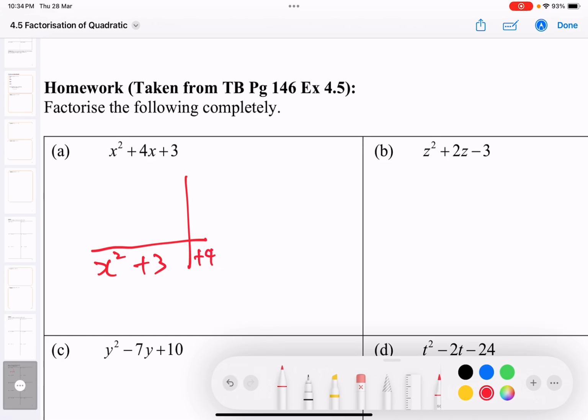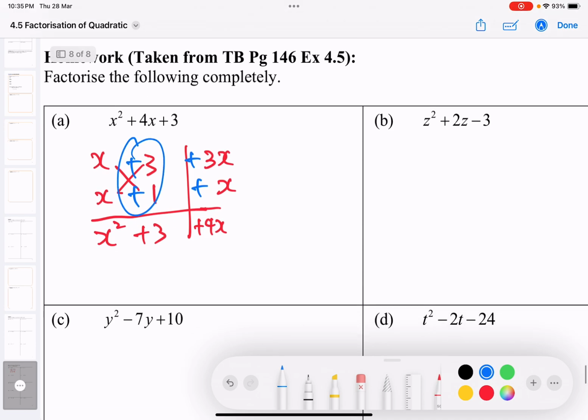Positive 4x, alright? So here the left hand side is all about multiplication, so I'm going to get x and x. Here I'm going to get 3 times 1, so I'm just going to cross multiply 3x and x. How do I get positive 4? The only way is for both of them to be positive. So I double check, 3 times 1 does give me positive 3. So my answer is x plus 3, x plus 1.